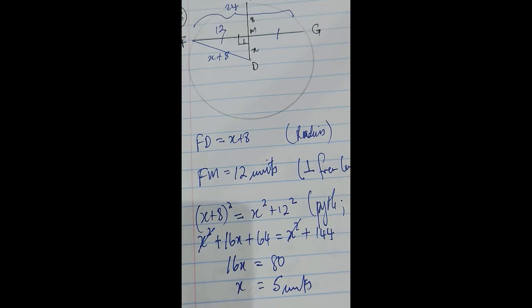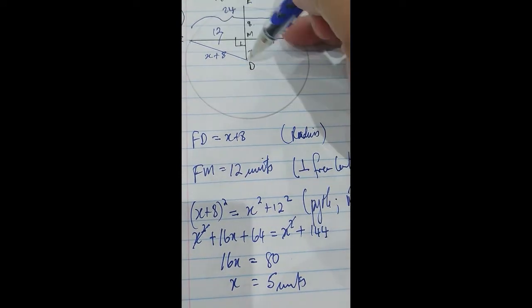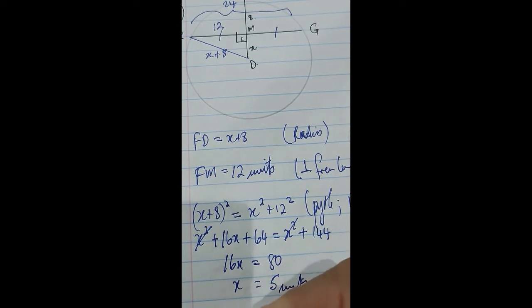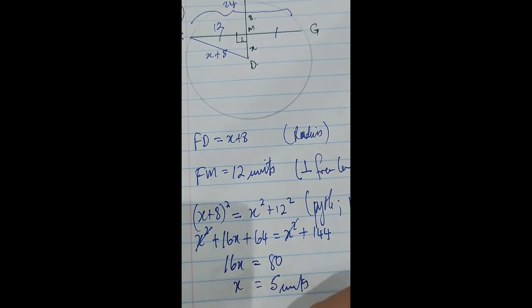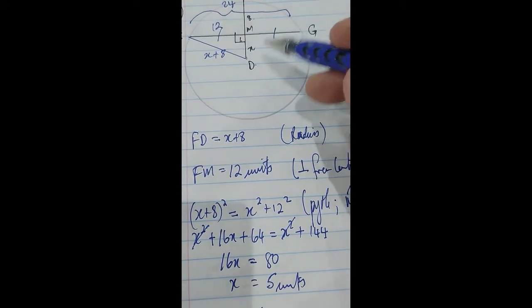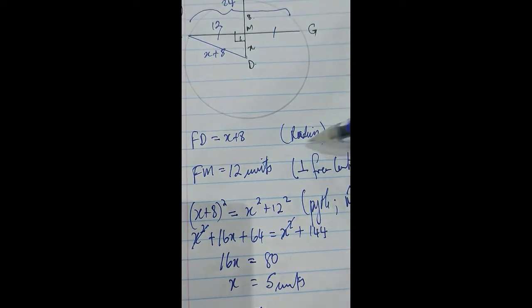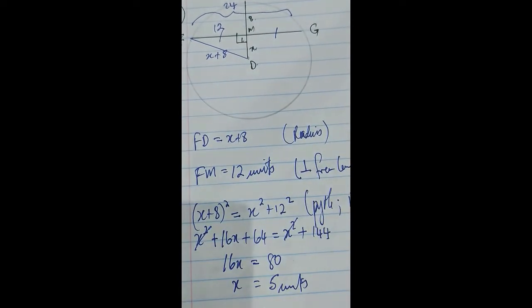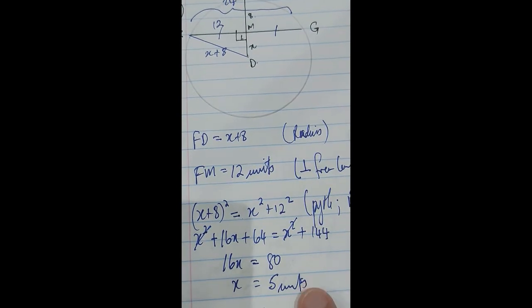But I haven't answered the question. The question was for FD. So therefore, FD is simply 5 plus 8, which is equal to 13 units. Already we have said that it's x plus 8 because of radii. If I hadn't said it here, I would have said radii at this point.